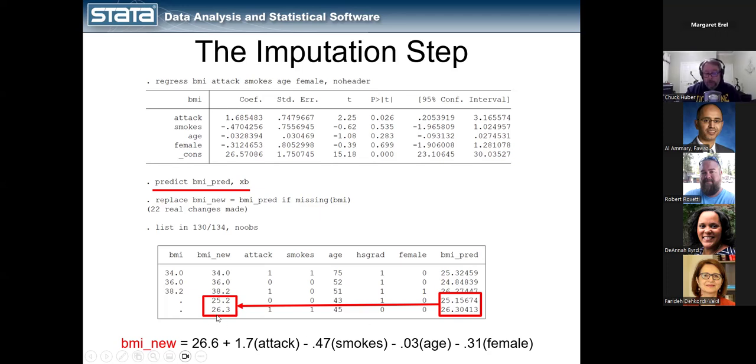So for example, at the bottom of the slide, the person at the bottom of the data set here, their expected systolic blood pressure is 26.3. That's a conditional mean. It's conditioned on their value of heart attack, their value of smoke, their value of age, their value of female. So it's an empirical conditional mean. It's the expected BMI given their value of attack and smokes and age and female. So that's how I'm using the term conditional mean in that sense.